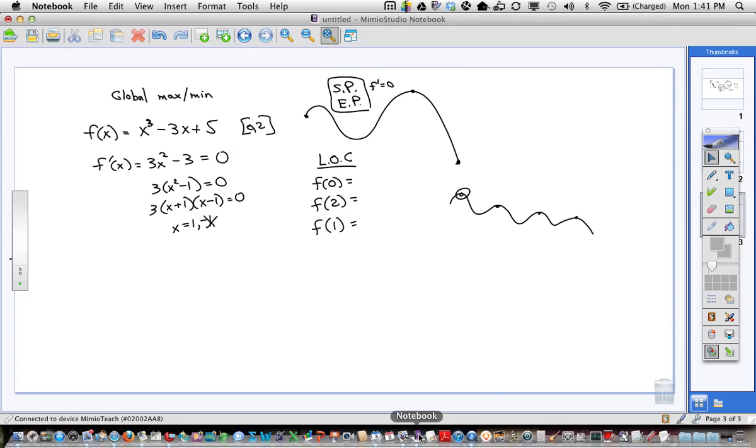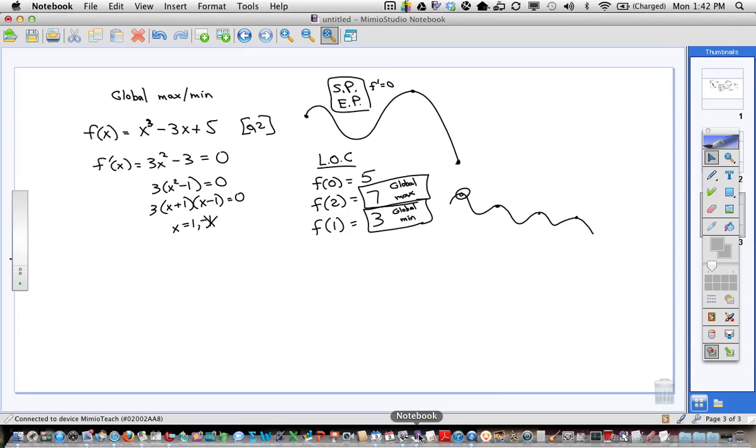So let's put a 0 into this. What do we get? 5. Put a 2 in. 7. Put a 1 in. 3. Now the question said, find the max and min value of f. So what's the max value? 7. When I answer this, I would put a box around the 7 and say global max right there. And the min, global min, is 3. So if I looked at the graph of f between 0 and 2, its highest y value would be 7, and its lowest would be 3.